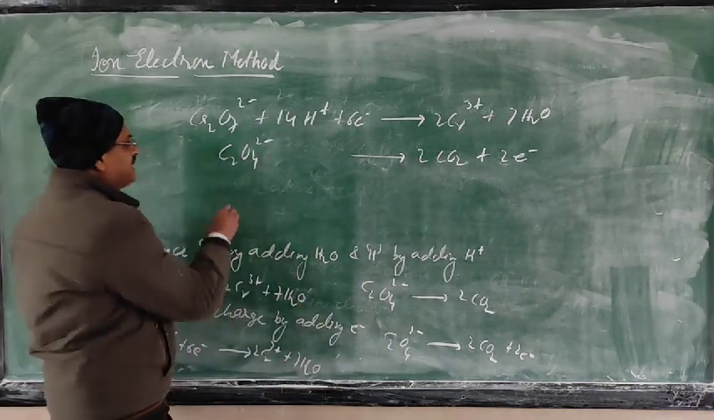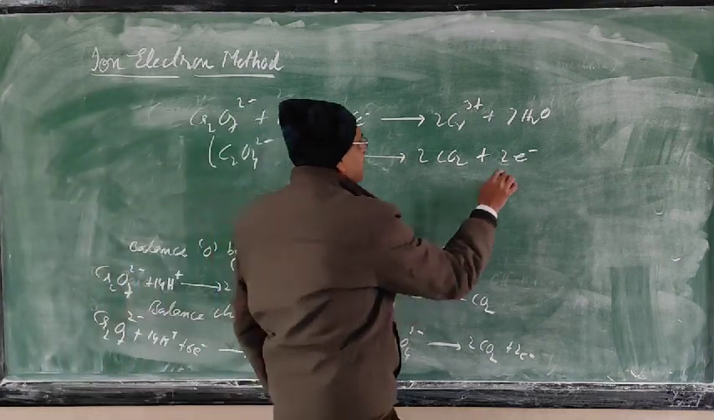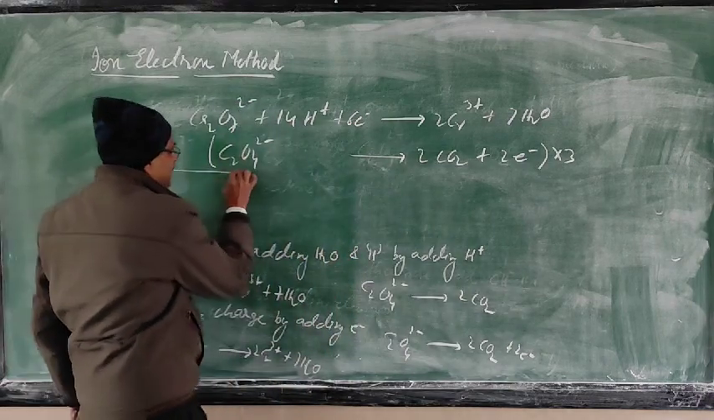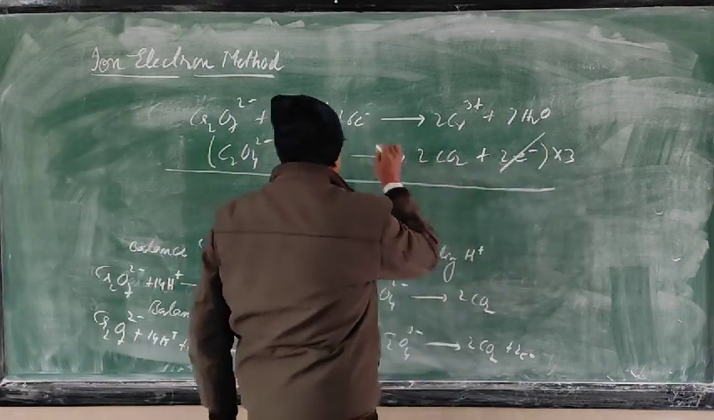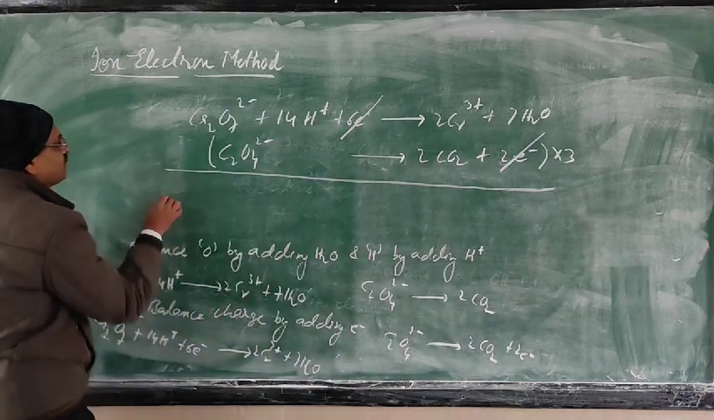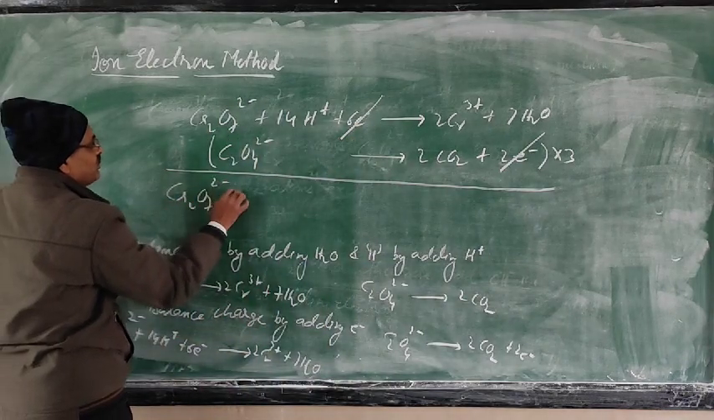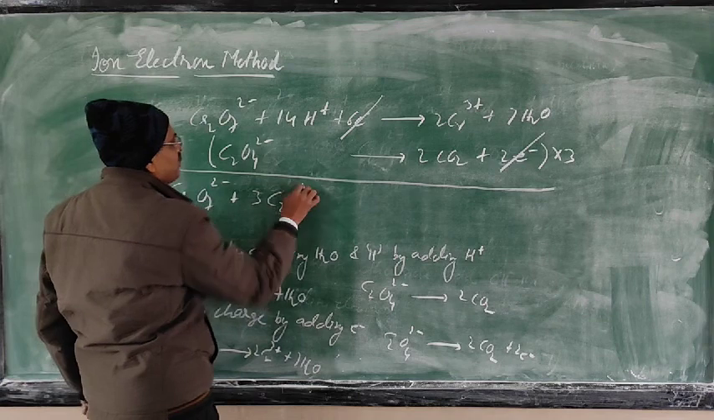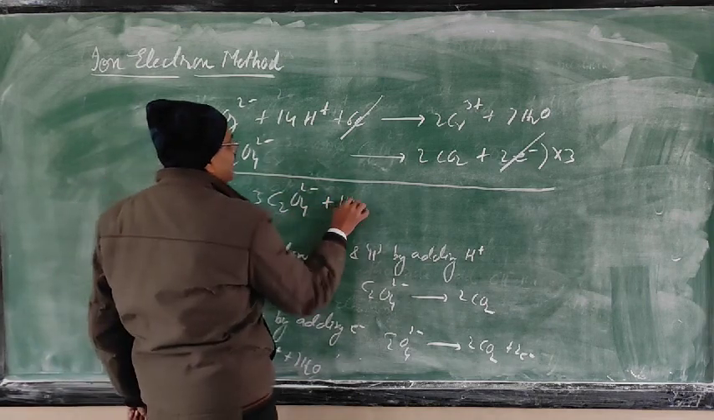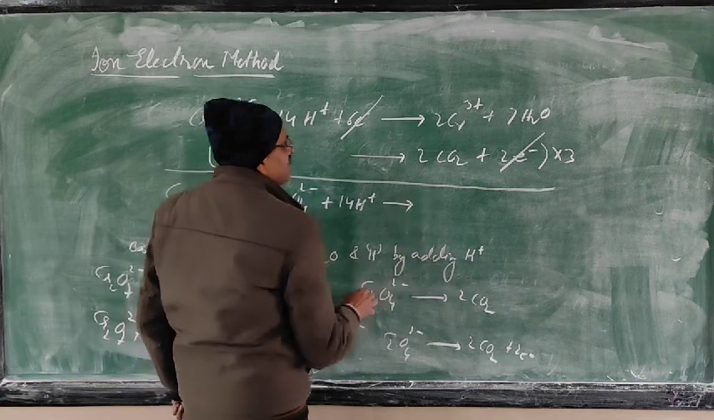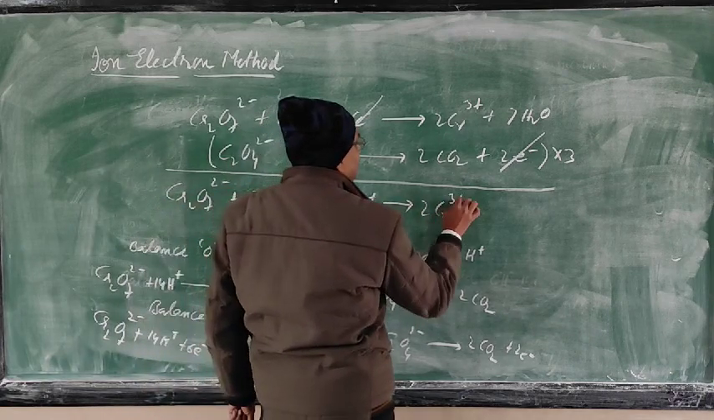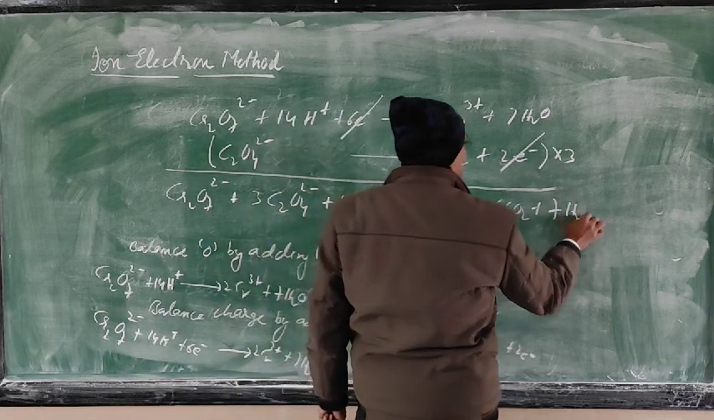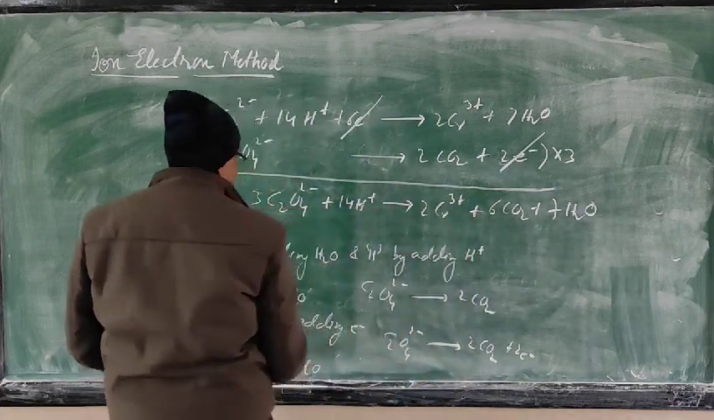So how can we make them equal? You can multiply the second equation by 3, so 3 times 6. Now you can add both the equations, so the 6 electrons will be cancelled. Now Cr2O7 2- plus 3 C2O4 2- plus 14H+ gives 2Cr3+ plus 3 times 2, that is 6 CO2, and 7H2O. Now this is the balanced one.